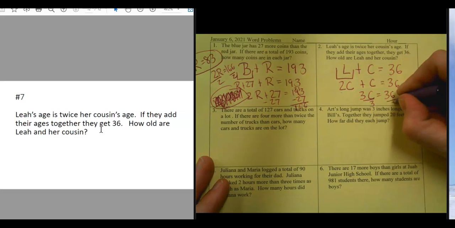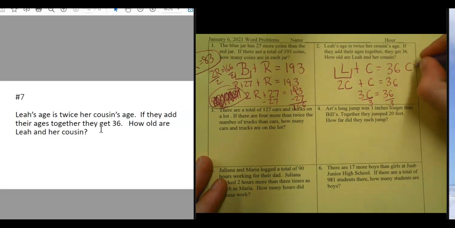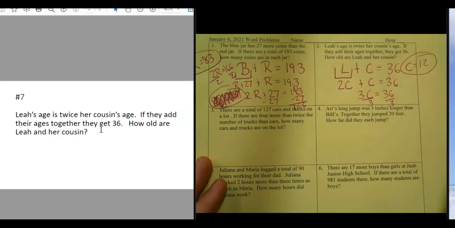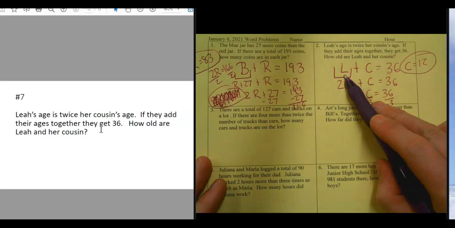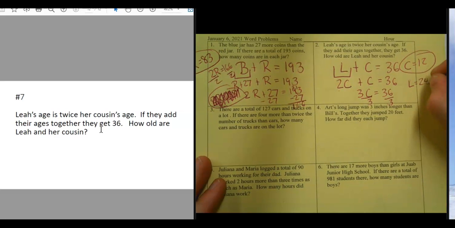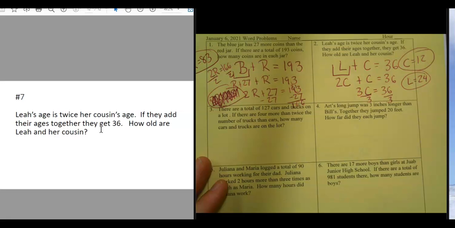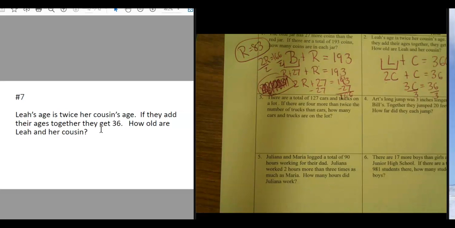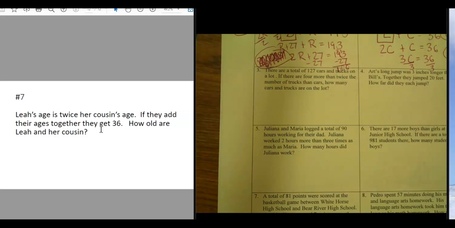Divide by 3. 36 divided by 3. We know her cousin is 12 years old. 36 minus 12 would mean Leah's 24, or you could do 2 times 12 and Leah's 24. Either way, like I said before, you only have to have one of the answers, not both, and we're good for this assignment.